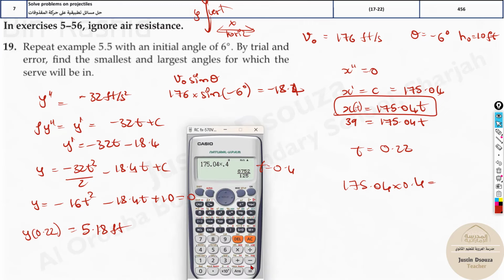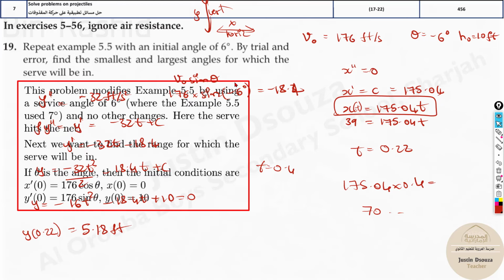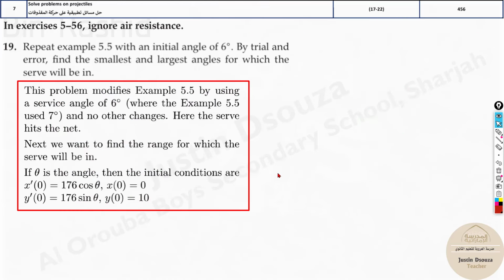So here I've typed the values. Here, what is it? It's 70. That means it's away by 10 feet. So here we won't be able to get the serve as well. It is 70 something. So no, the serve will be out itself even in this case for 6 degrees as well.